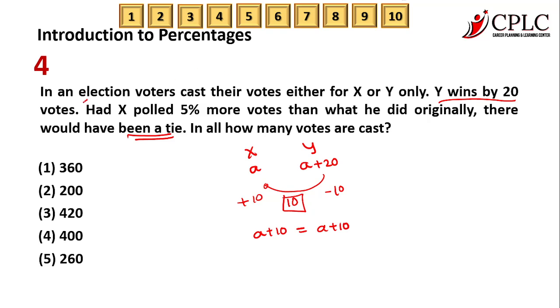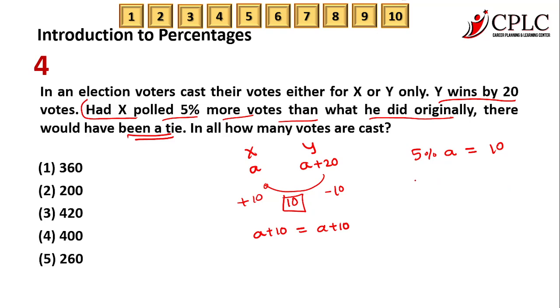But they are saying in the condition, had X polled 5% more votes than what he did originally, then there would have been a tie. So originally X got A number of votes, is what we have said. If he would have gotten 5% more on that, there would have been a tie. So from an equation perspective, what we can say is that 5% of A, because X got A number of votes originally, is equivalent to the tying of votes, which is the transfer of 10 votes.